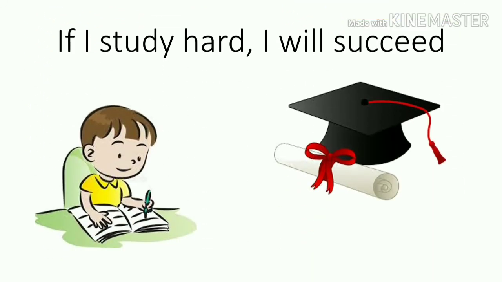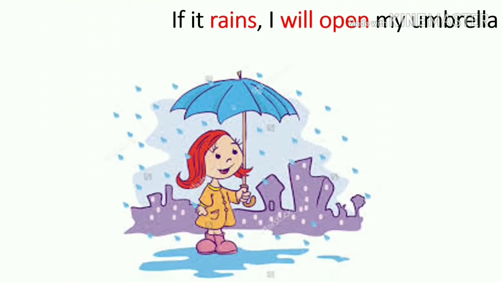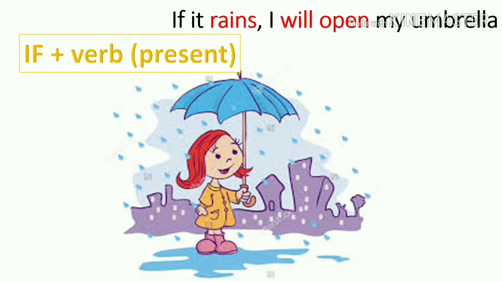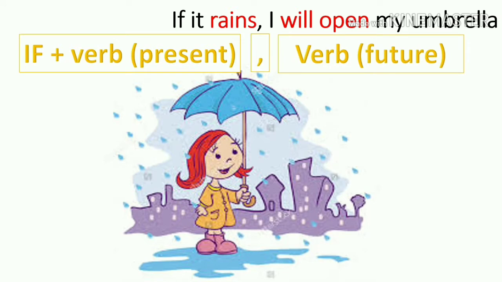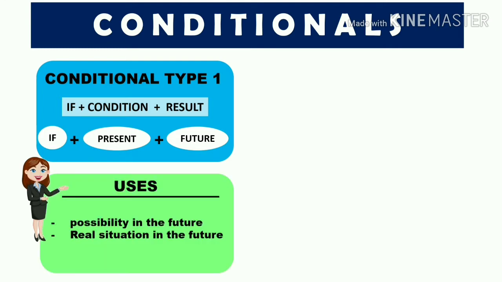If I study hard, I will succeed. If plus verb in the present, will succeed is the verb in the future. If it rains, I will open my umbrella. So here we have the rule: if plus verb in the present, plus comma, plus verb in the future. This is type 1. Now let's see: if plus condition plus result. So if plus present plus future.